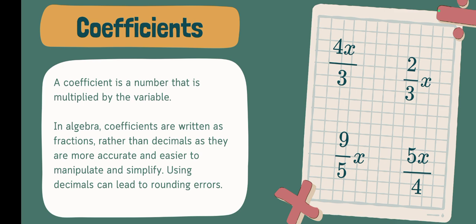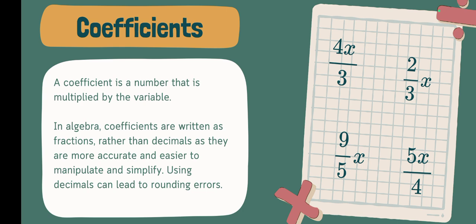Now in this example, 4x by 3, x is a variable and 4 by 3 is the coefficient. Coefficients are those numbers that are multiplied by a variable. That is, the coefficient is 4 by 3, which is multiplied by the variable x, or the coefficient is 2 by 3 that is multiplied by x. In the next example, 9 by 5 is the coefficient, and in the next example 5 by 4 is the coefficient and x is the variable.